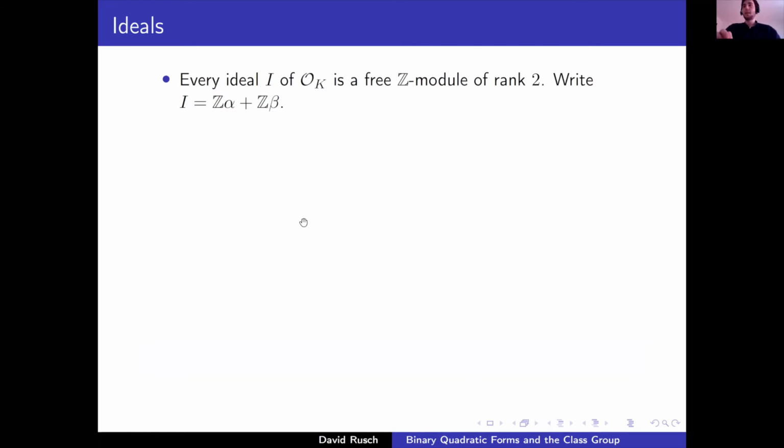So now we characterized the rings. We know what they look like. And O_K is always a free Z-module of rank 2. That's what the theorem tells us. And then it's not hard to show that every ideal of O_K is a free Z-module of rank 2 as well. So we can write I in this form here. And this leads to two definitions that describe the size of an ideal.